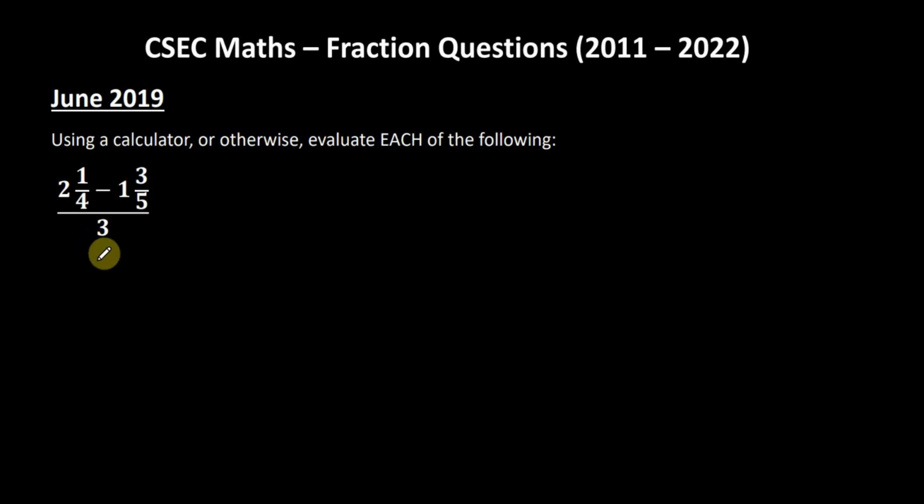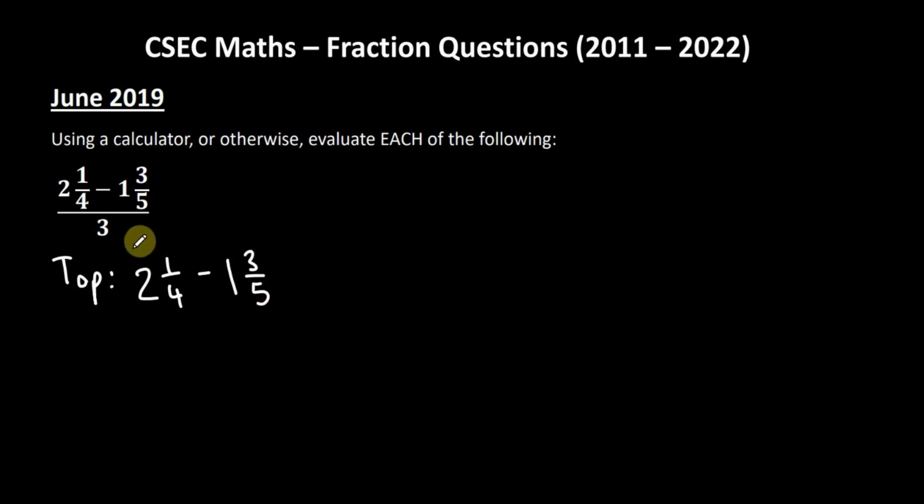Now we're looking at the question that was given on the June 2019 paper. And again, I'll separate the top from the bottom. So in the top, we have 2 and a quarter minus 1 and 3/5.